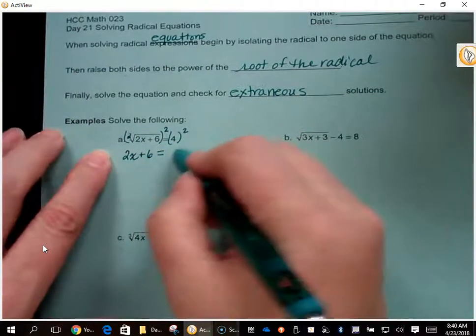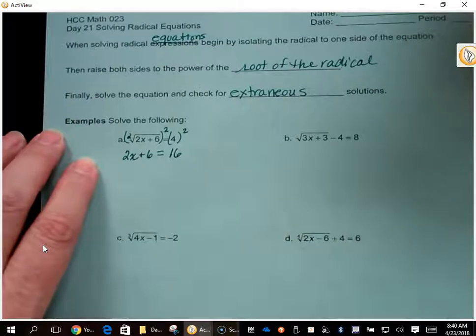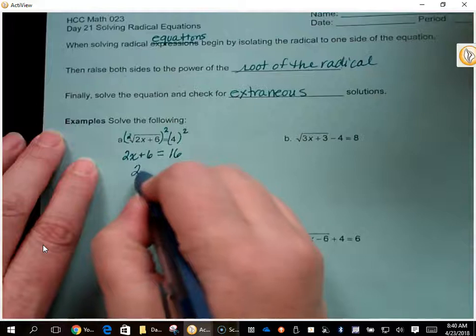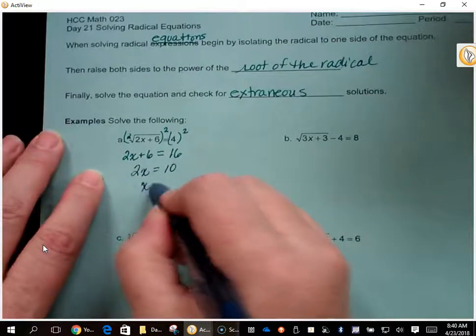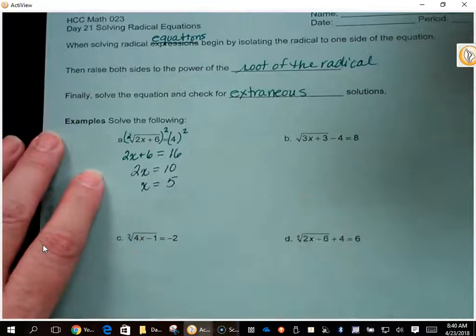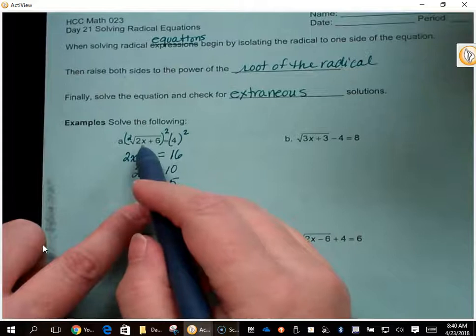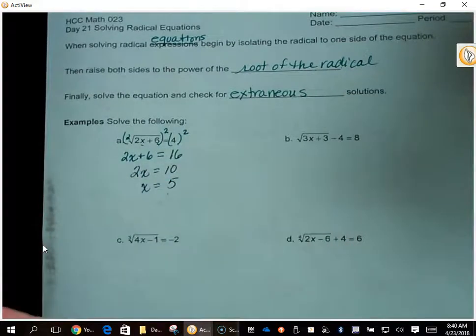When you square the square root, you get what's inside. And 4 squared is, of course, 16. So then we've got a nice little linear equation here, and we solve that. We subtract 6 from both sides, so 2x equals 10. Then we divide both sides by 2, and x equals 5. And then we check that. 2 times 5 is 10. 10 plus 6 is 16. The square root of 16 is 4. It works.